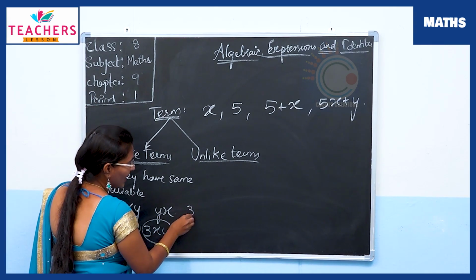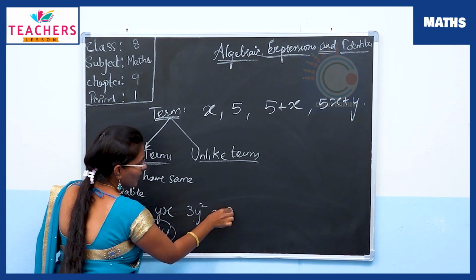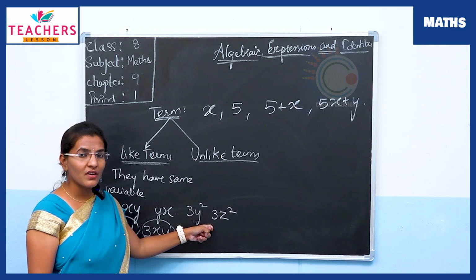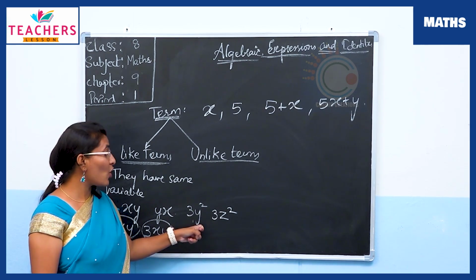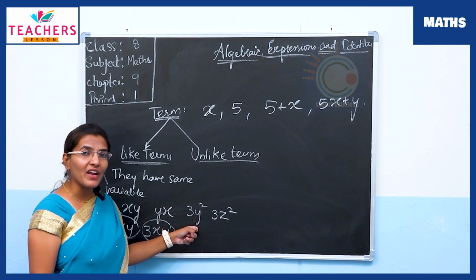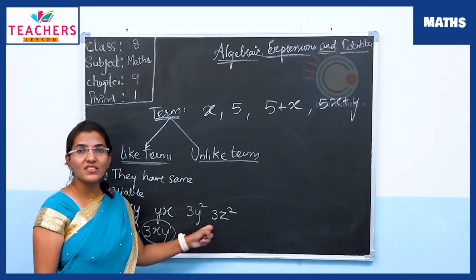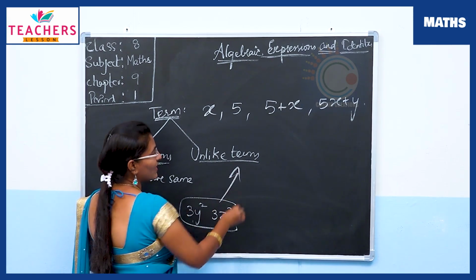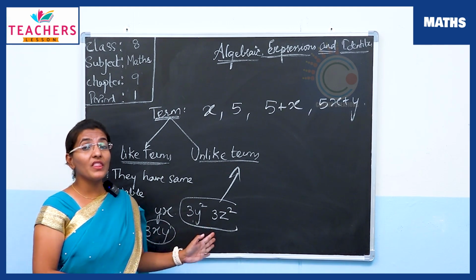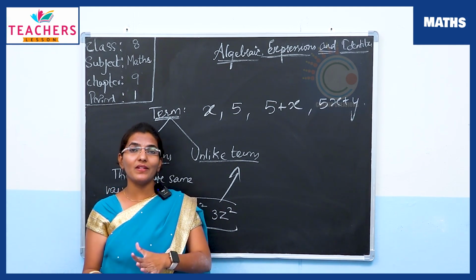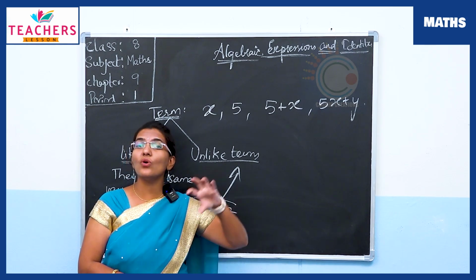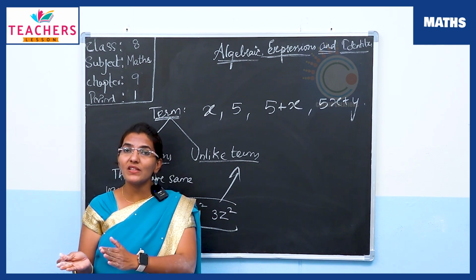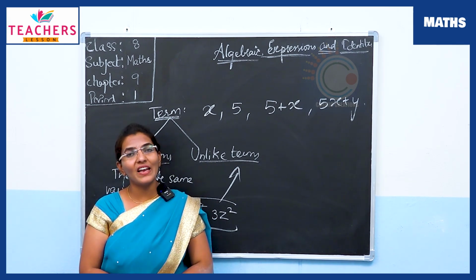Now 3y square and 3z square. Can I say both these are like terms or not? No, because here we have the variable y, and here we have the variable z. That's the reason these are unlike terms. So the terms which have different variables are considered unlike terms, and the terms which have the same variables come under the category of like terms.